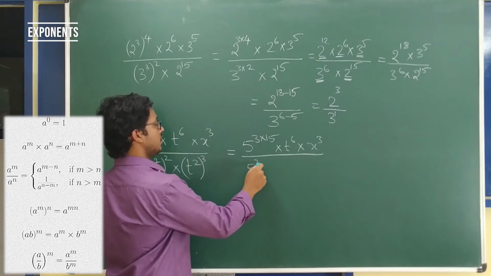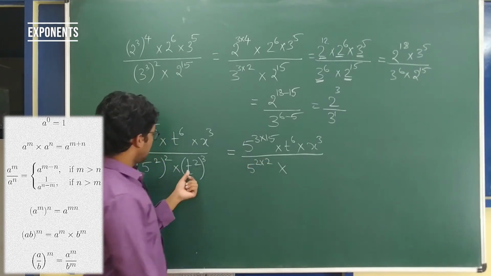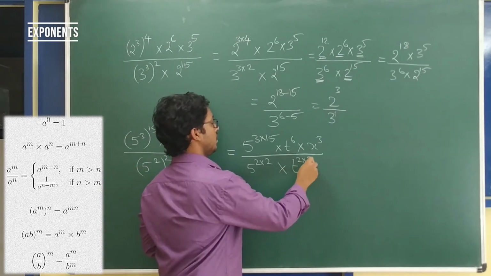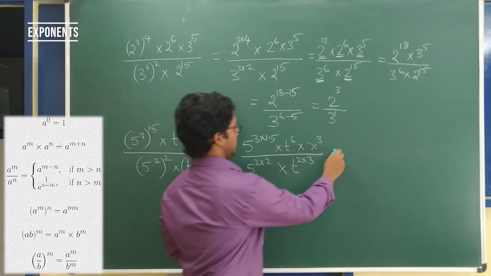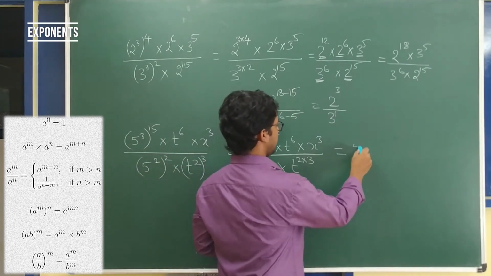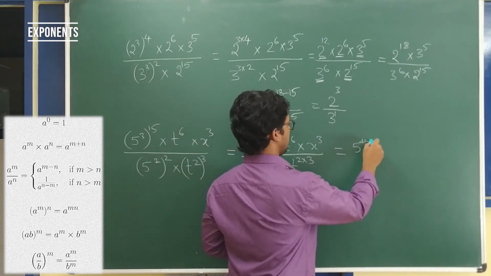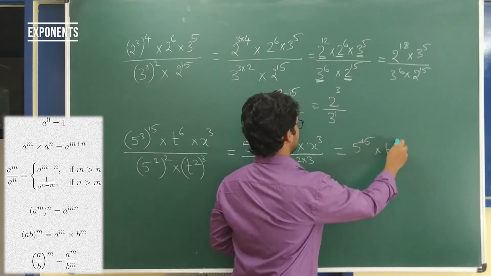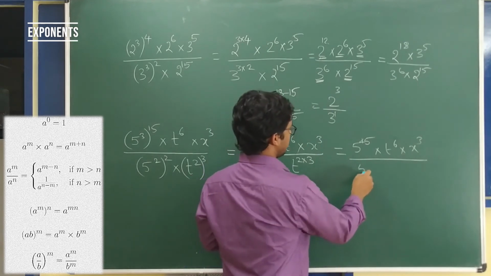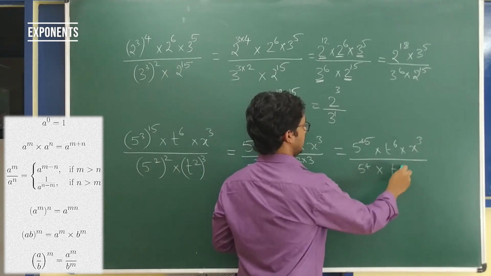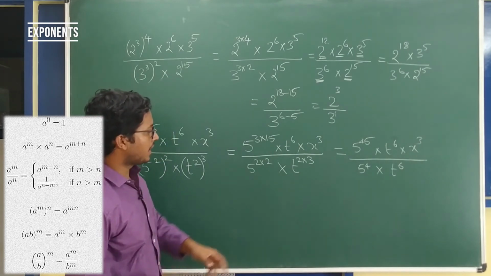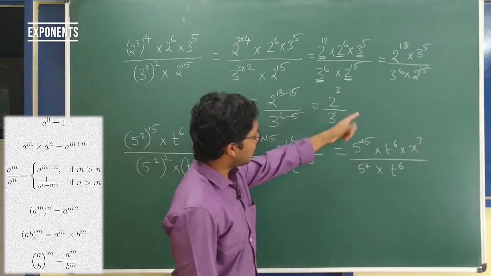So this becomes 2 into 2 into (t raised to 2) whole raised to 3. This will become t raised to 2 into 3. So let's simplify this further. 5 raised to 3 into 15 will be 5 raised to 45, into t raised to 6 into x raised to 3, divided by 5 raised to 4 into t raised to 6.